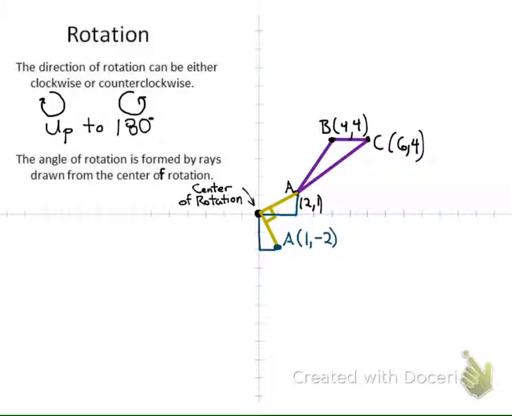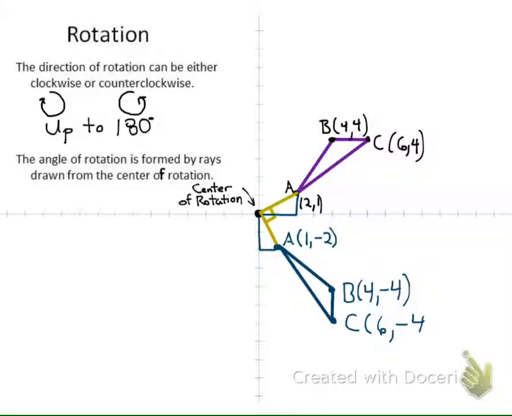Now for B, I go over 4, up 4. If I do the same thing, I get my new point for B, which is going to be 4, -4. And now C, I went over 6, up 4. I'm going to go down 6, over 4. And I get C, which is 6, -4. And we actually can see a pattern there that what we're doing is switching the x and y values and changing the sign of the y.